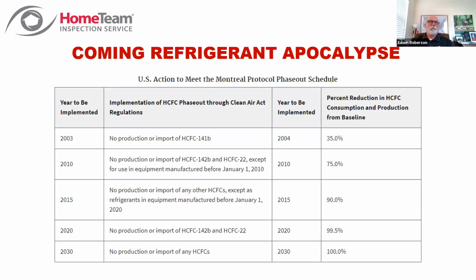But in the meantime, you see that there's no production or import of R22, except for equipment manufactured before January 1st, 2010. So now we're 10, 11 years into production of equipment without R22. So this probably will go away on its own in the next 5 or 10 years. But as you are looking at older homes with your clients, just be aware of some of these things.